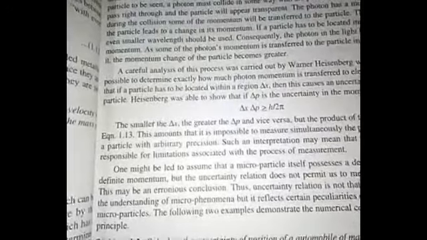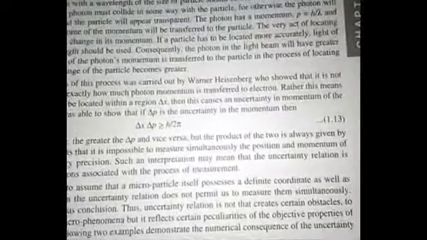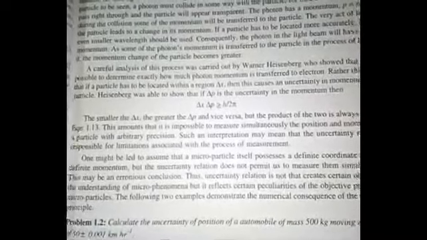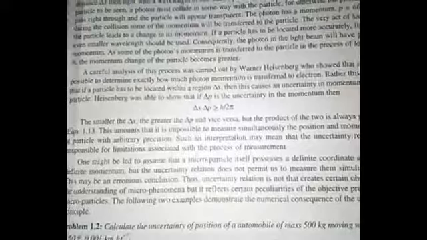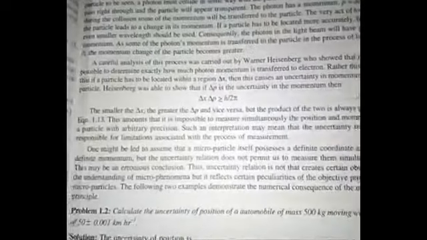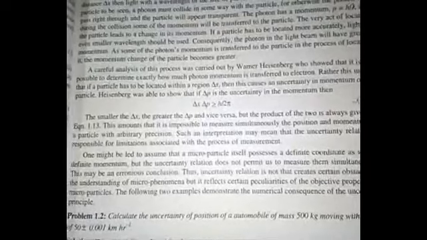The smaller the del x, the greater the del p, and vice versa, but the product of the two is always given by the equation. This means that it is impossible to measure simultaneously the position and momentum of a particle with arbitrary precision. Such an interpretation may mean that the uncertainty relation is responsible for limitations associated with the processes of measurement.